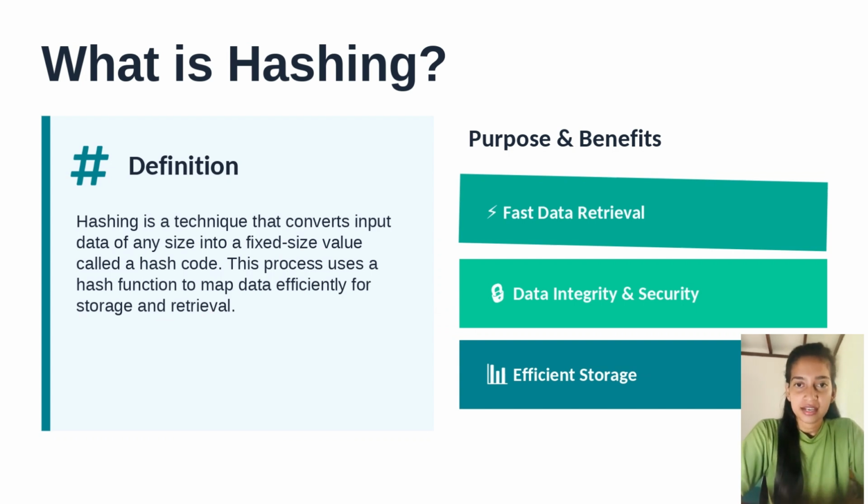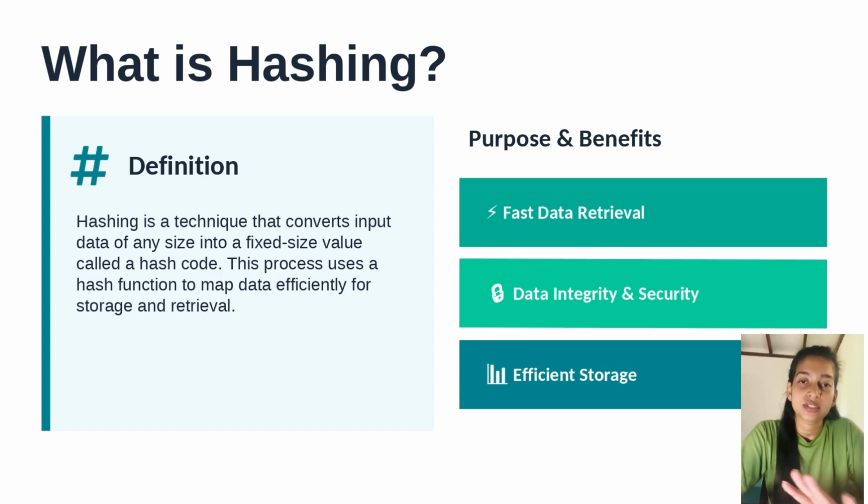Now, why do we need this? First, fast data retrieval. Instead of searching through thousands of records, we can jump directly to the data we need in constant time. Second, data integrity and security. Hash functions are used in password storage and verifying the files have not been tampered with. And third one is efficient storage. By organizing data intelligently, we minimize wasted space and maximize performance.